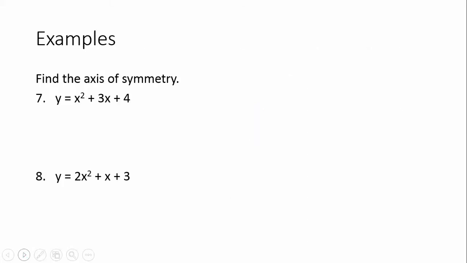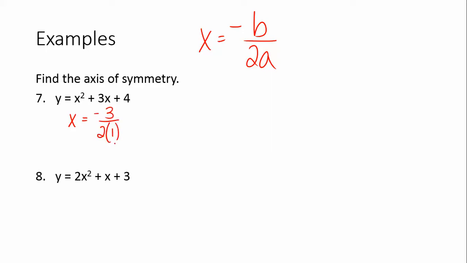So let's find the axis of symmetry. I'll write the formula here at the top. And we just have to pay attention to what b and a are. So for number 7, we have x equals, b is 3, and a is 1. So we get x equals negative 3 over 2. Axis of symmetry, negative 3 over 2.